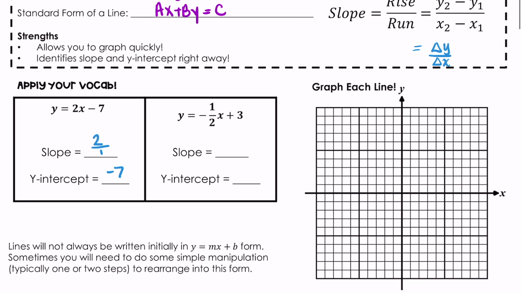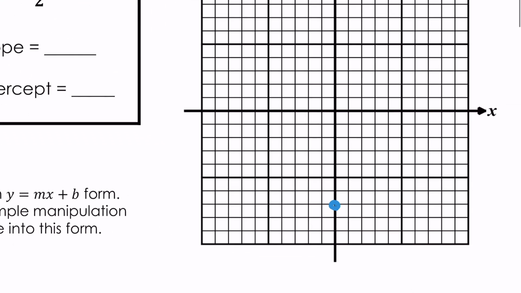We are going to be graphing each of these lines, so we might as well graph it now. If I'm graphing y equals 2x minus 7, I like to start at my y-intercept of negative 7. So I'm going to go down 1, 2, 3, 4, 5, 6, 7, and plot a point right there. Now the slope is positive 2, so I go up 2 and to the right 1. Up 2, right 1, up 2, right 1, and I keep following that pattern. It's going to make a nice straight line.